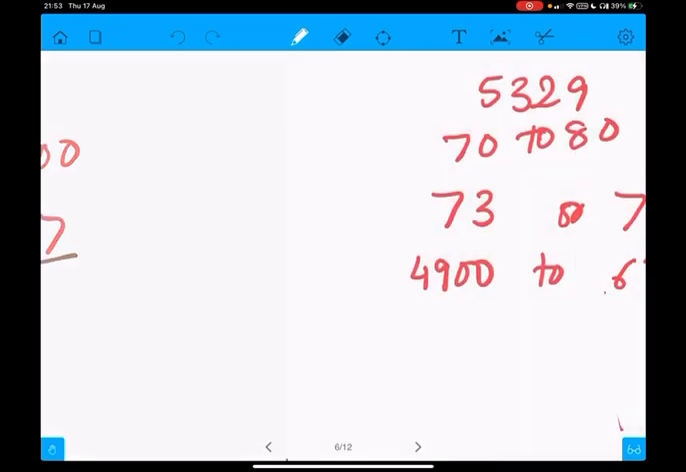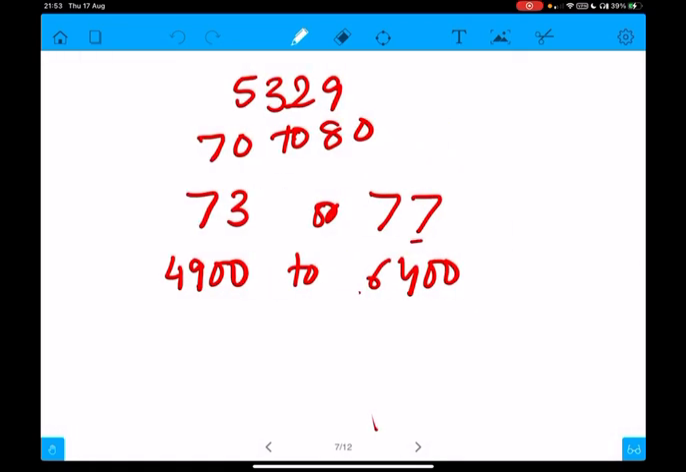Let me give another example to make it clear. 5329. So here it has to be between 70 to 80. 70 square is 4900 and 80 square is 6400. So 5300 is between these two numbers. So it has to be between 70 and 80. So the first digit has to be 7. The second digit has to be either 3 or 7, which I had said earlier.